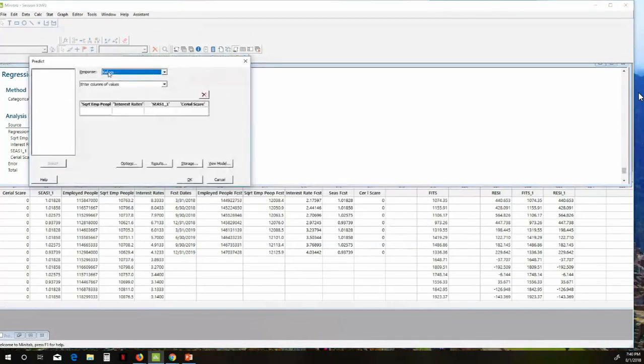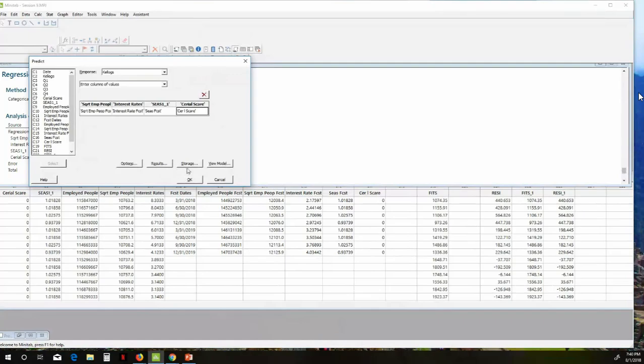We check to make sure that you're forecasting Kellogg's revenue, pull down the menu and select enter columns of values. That allows you to choose the columns you want. Square root of employed people, I need a forecast of that. And there it is, the forecast for square root of employed people. Interest rates forecast. Seasons forecast. There it is. And cereal scare. I didn't put one in, so it's all zeros.